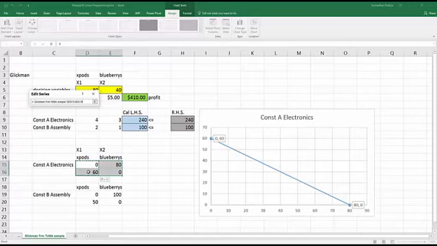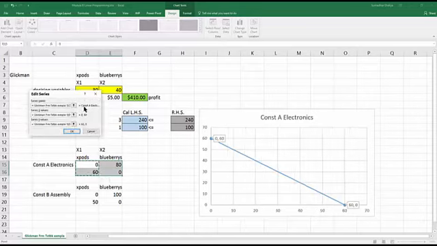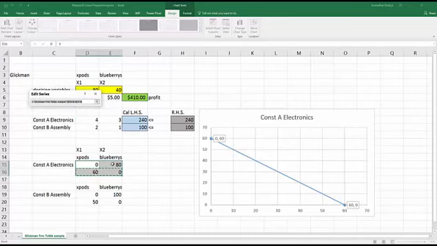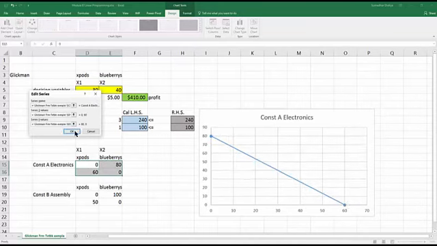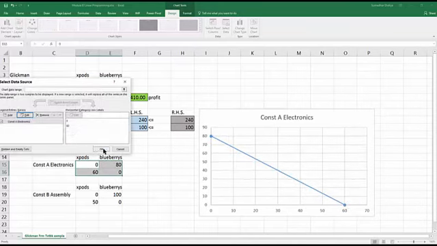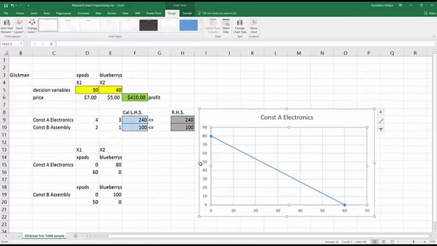All the x's would be 0 and 60, and the y's would be 80 and 0. Okay, hit OK and OK. Okay, so where did my callouts go?